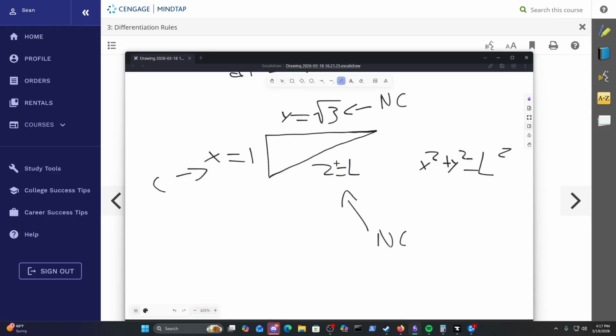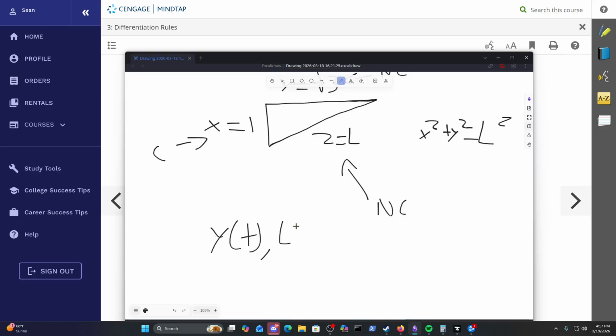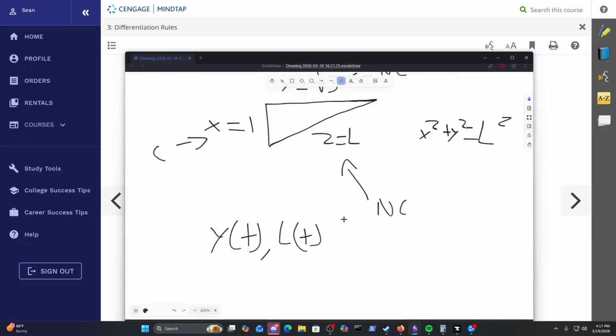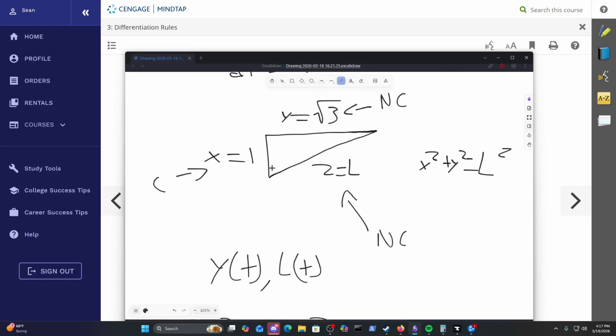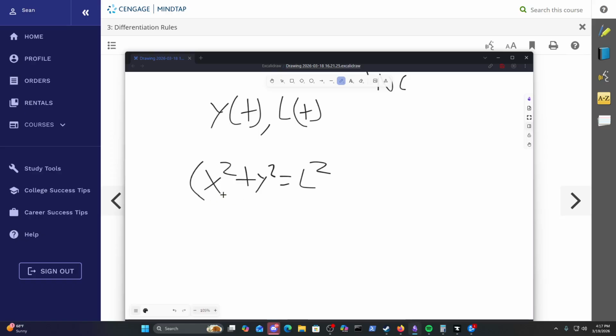So we know that there are two variables that are going to be changing with respect to time. We can find these as y(t) and L(t), but there is no x(t). So we can say right away that when we differentiate the Pythagorean theorem here, because this is the constraint equation that we need, right? Because it's a right triangle, when we differentiate this, you're not going to be differentiating x squared, right?